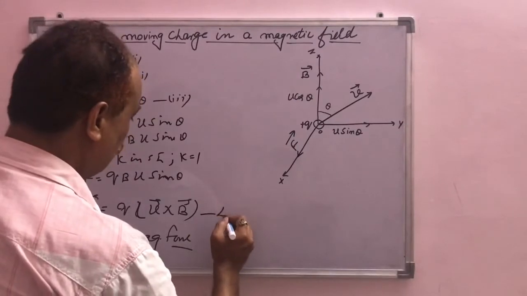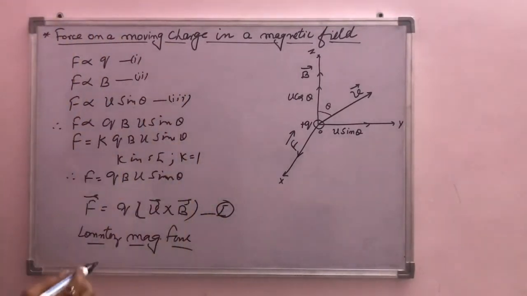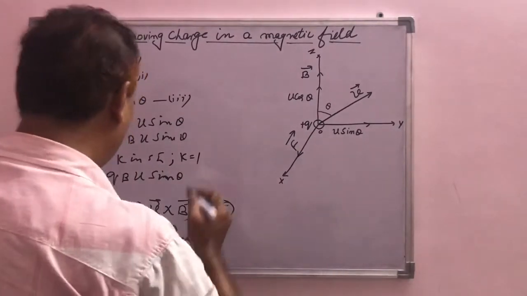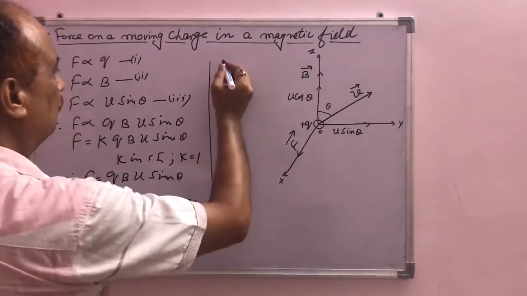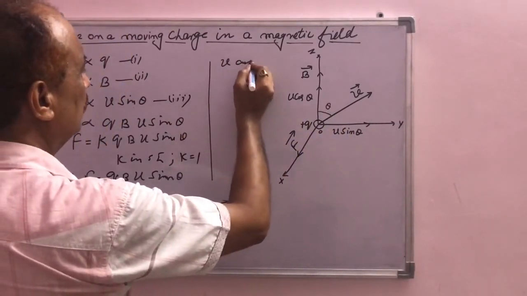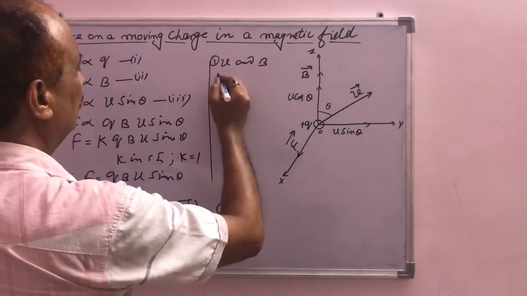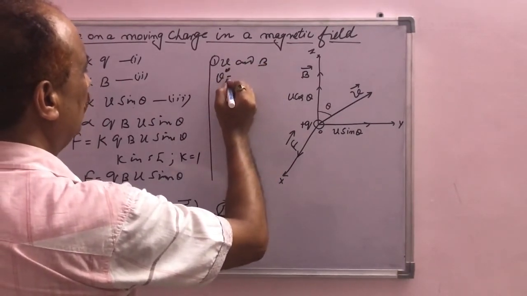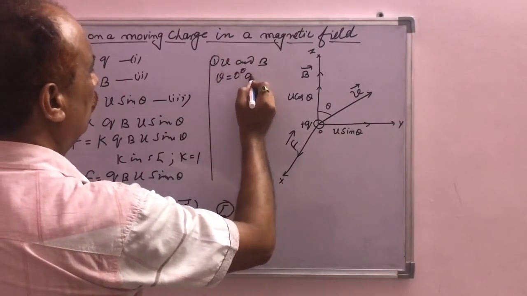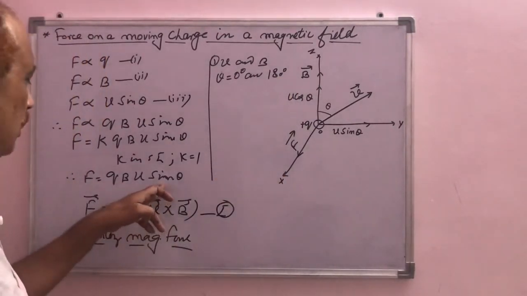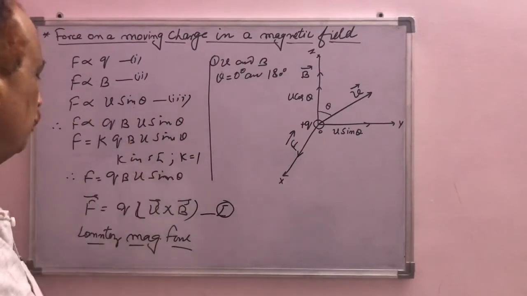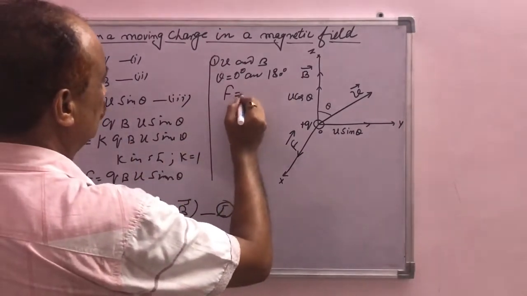Suppose this is equation number 1, because the force is acting on the moving charged particle in the magnetic field. After that, we can find the cases for how much force is acting on the charged particle. In the case when the angle between the velocity v and the magnetic field B is theta equal to 0 degree or 180 degree, when you put 0 and 180 degree in this expression, sine 0 and sine 180 are both equal to 0. So in that condition, force will be equal to 0.